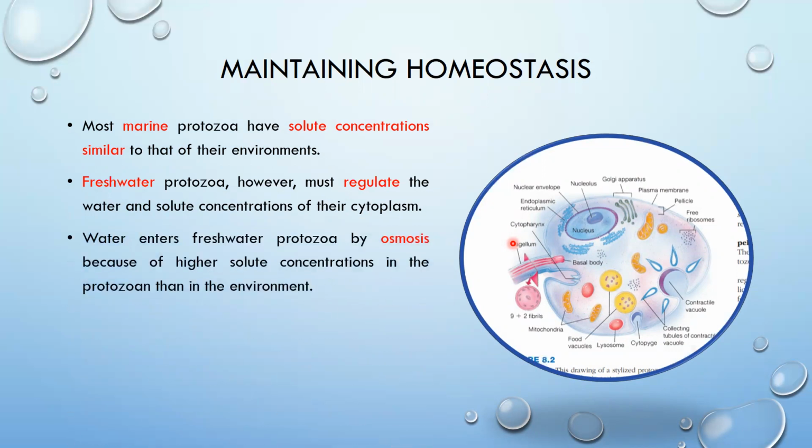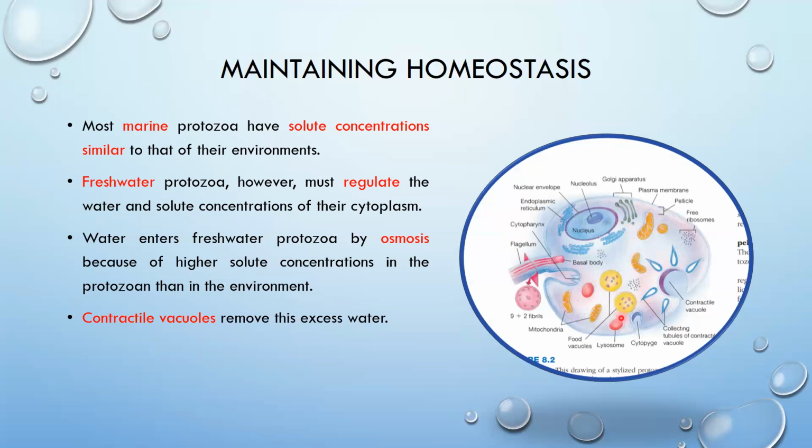Water enters the freshwater protozoans by osmosis because of the higher solute concentration in the protozoan than in the environment. So in the case of freshwater protozoans, their bodies have higher solute concentrations, but in the external environment there is higher water potential. So from higher to lower water potential, water moves by the process of osmosis. Now, contractile vacuoles remove the excess water. In the body of the freshwater protozoans, excess water accumulates, and they have a mechanism to get rid of this excess water by the contractile vacuoles.